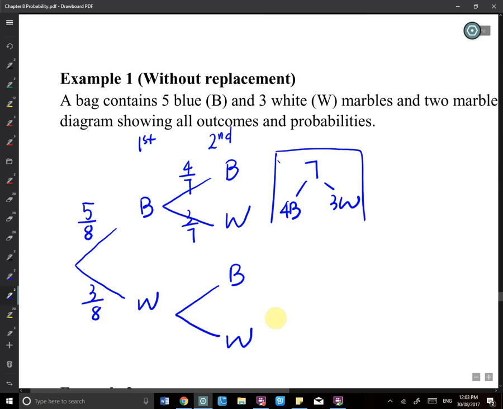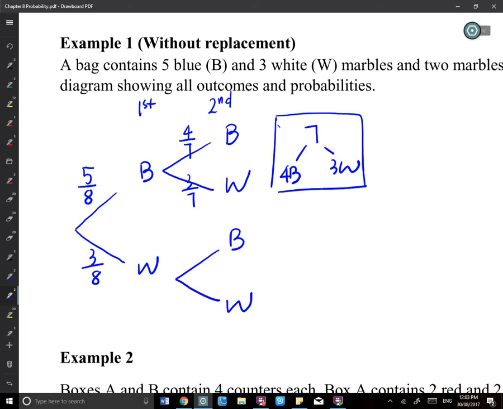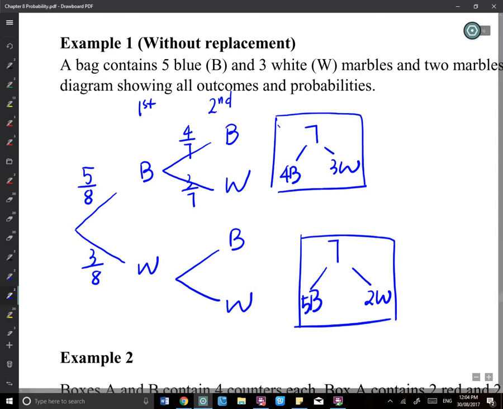Let's have a look at the next one. This one means the first selection is a white one. So 1 is taken away, 7 left. How many blue do I have left in the bag? 5. And how many white? 2. Good, that's the structure for the second selection. To get a blue is 5/7, and to select a white is 2/7.